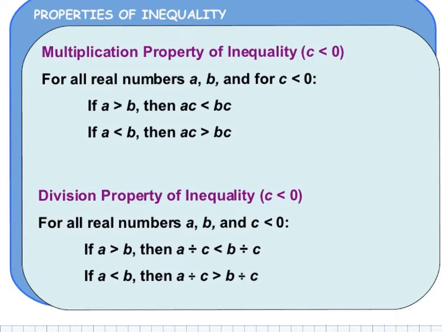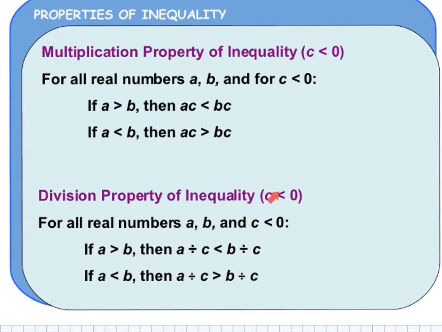So for the multiplication property of inequality, when c is less than 0, for all real numbers a, b, and for c that are less than 0, if a is greater than b, then ac is less than bc. If a is less than b, then ac is greater than bc.